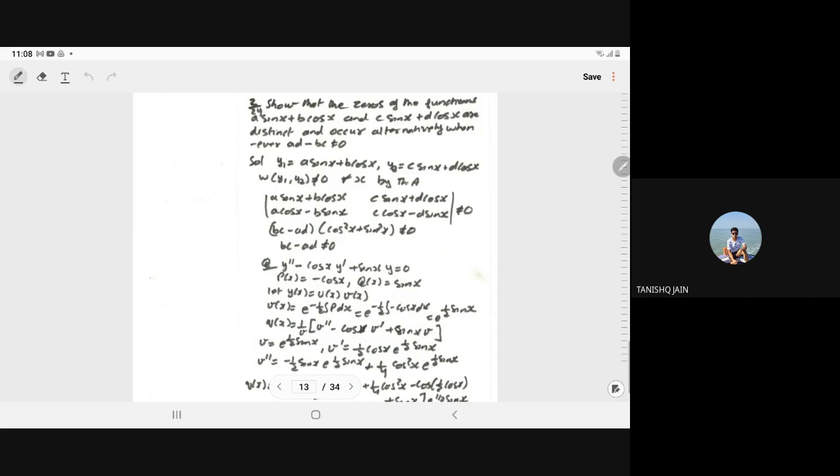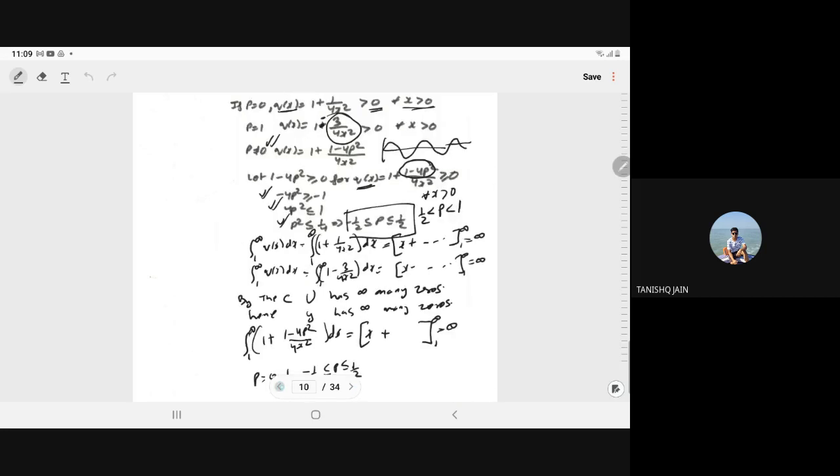Let us see this question from your book, second problem. Show that the zeros of the functions a sin x plus b cos x and c sin x plus d cos x are distinct and occur alternately whenever ad minus bc is not equal to 0. In this case we assume y1 is equal to a sin x plus b cos x and y2 is equal to c sin x plus d cos x. In the last class I told you about theorem A.